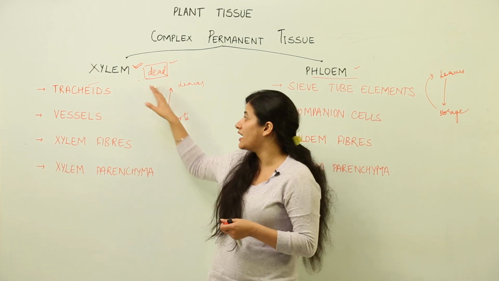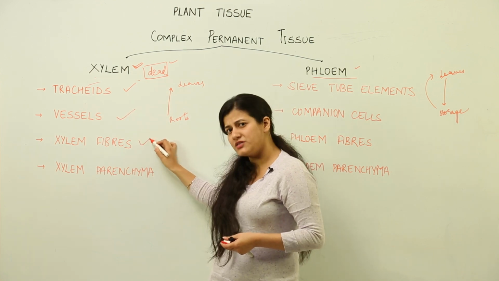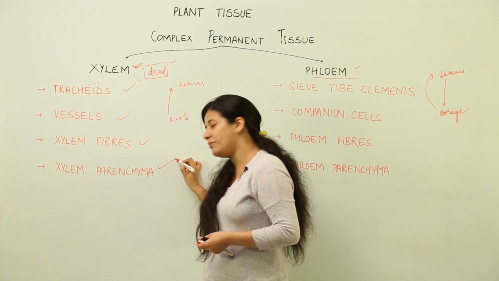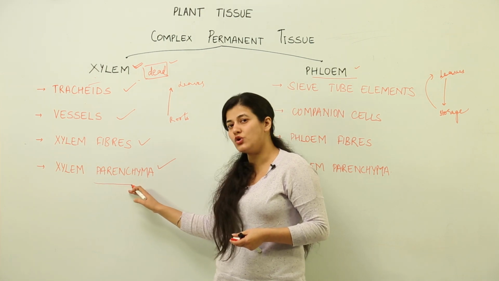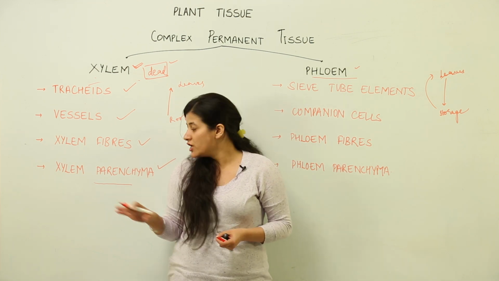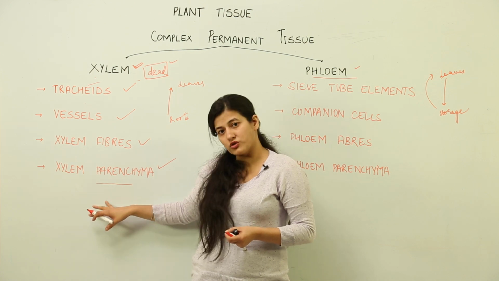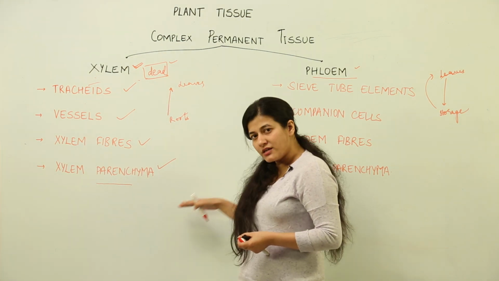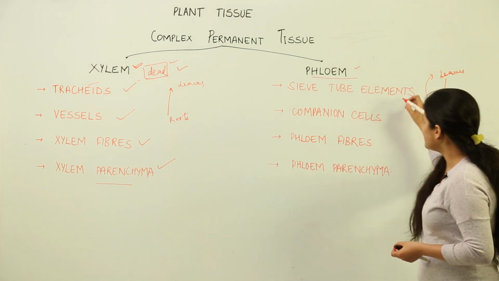As I told you, this is a dead tissue. So tracheids are also dead, vessels are also dead, xylem fibers in most cases are dead, and xylem parenchyma is initially living but later on also becomes dead in order to store some material. We have studied that parenchyma's main purpose is storage. So this xylem parenchyma in later stages gets devoid of protoplasm, stores tannin-like materials, and also becomes dead. So all in all, this tissue is a dead tissue. So is the case with phloem.